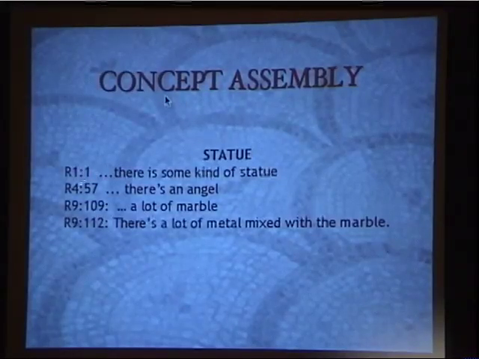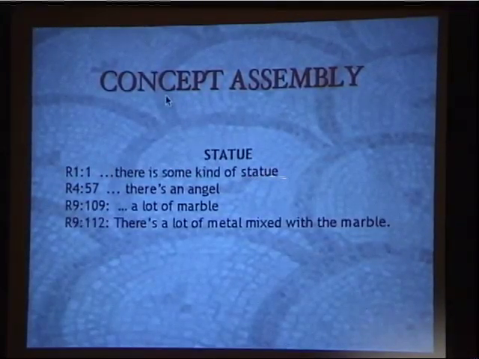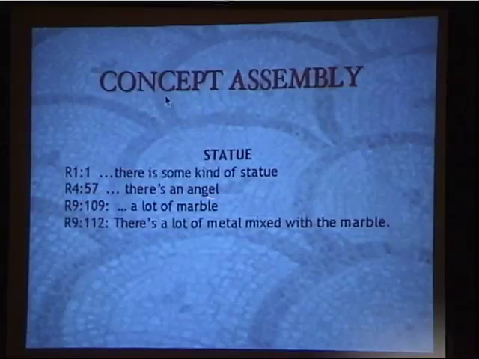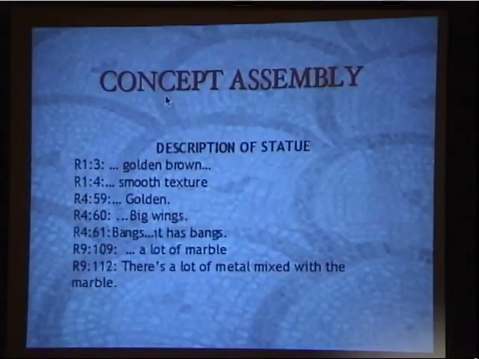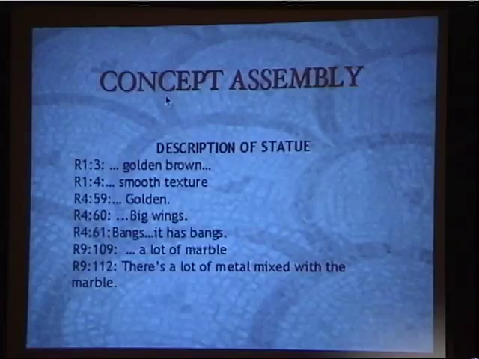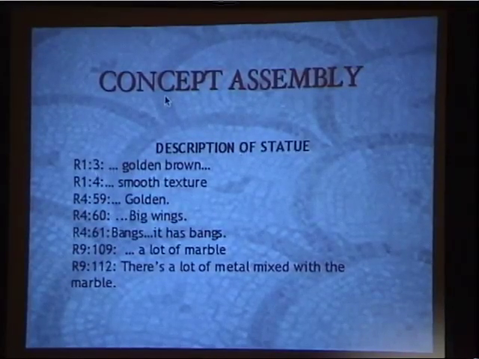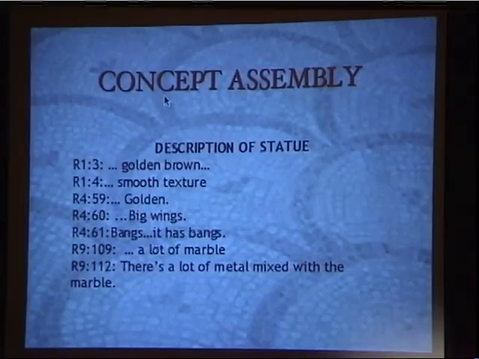So one of them, R11, says there's some kind of statue, R457 says there's an angel, a lot of marble, metal mixed with marble. Description of the statue: golden browns, smooth, golden, big wings, bangs. I particularly like that.